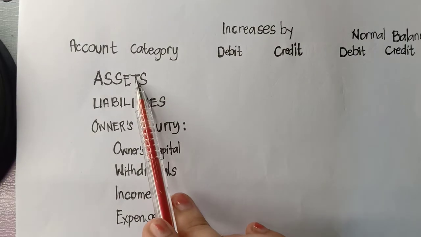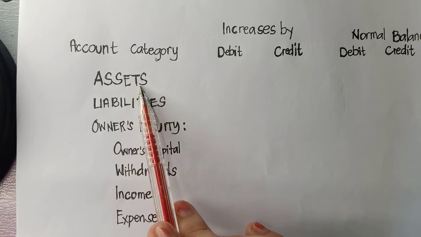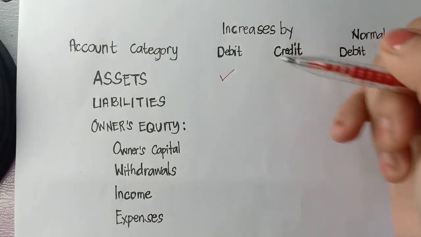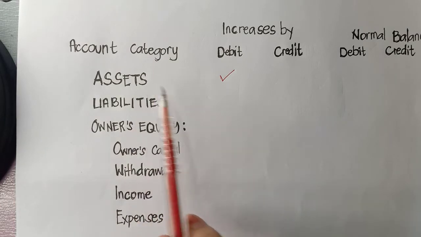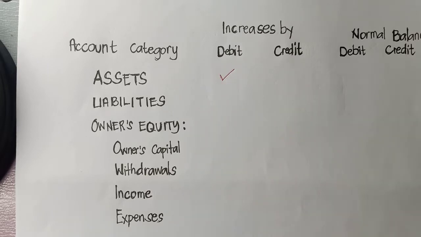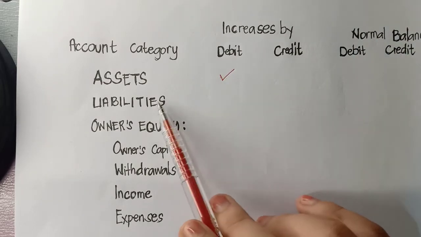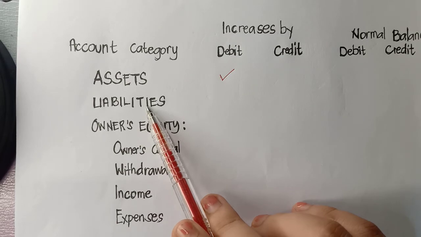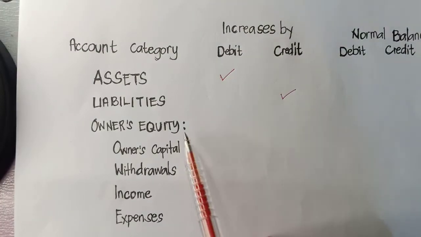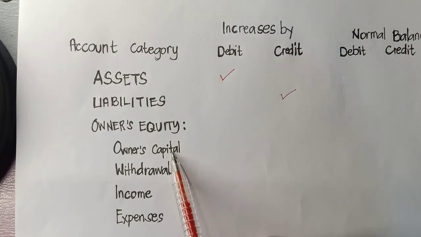So here, in our first account category, assets. Assets increased by, where is it recorded, debit or credit? When assets increase, it is debited. Okay? Take note. When assets increase, it is debited. Then, when the liabilities increase, it is what? Credited. Under the owner's equity, we have the owner's capital.